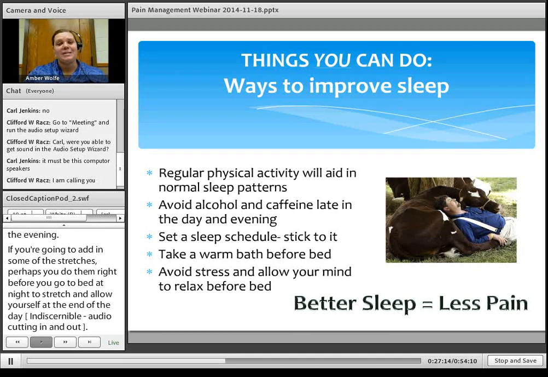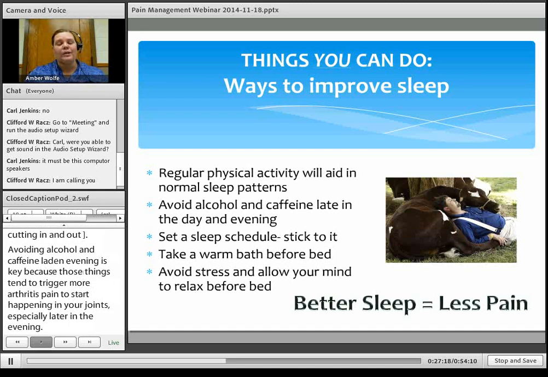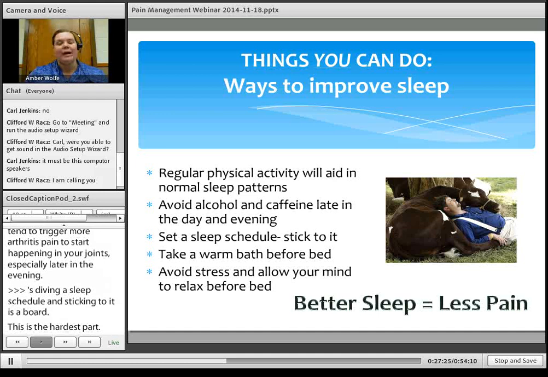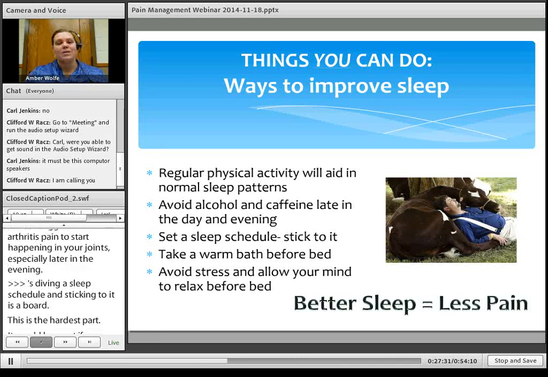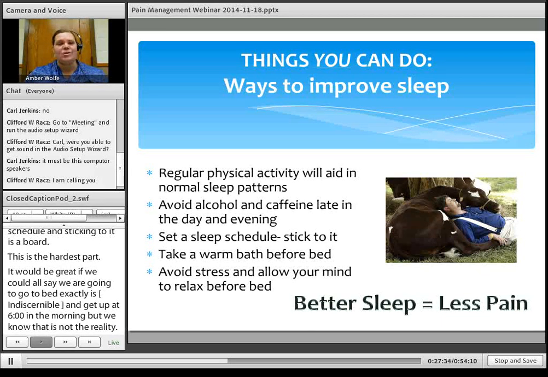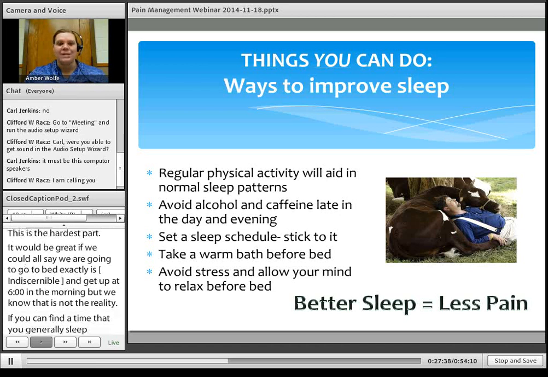Setting a sleep schedule and sticking to it is very important, and this is probably the hardest part. It would be great if we could all say we are going to go to bed at exactly 10 o'clock every evening and get up at 6 o'clock every morning, but we know that's not the reality of it. But if you can find the times that you generally sleep the best and try to stick to a schedule, you'll notice that your body starts to get into a routine, and you're going to start feeling better as you get into that sleep schedule.